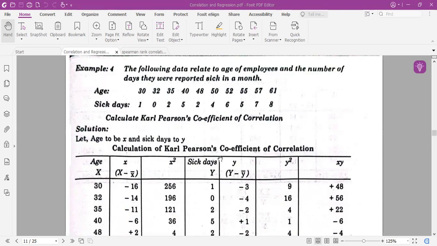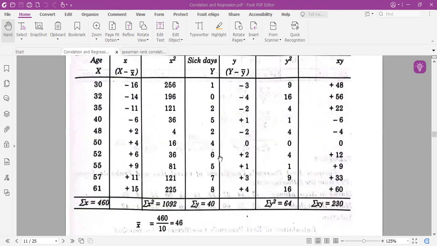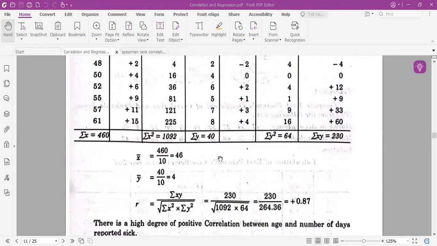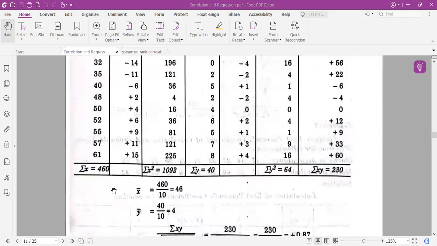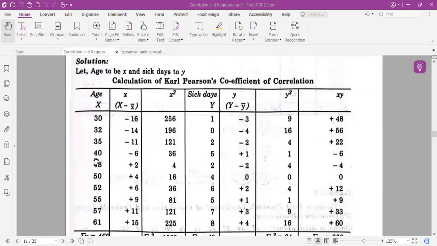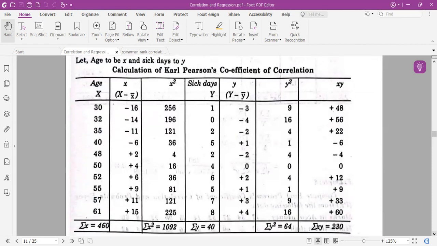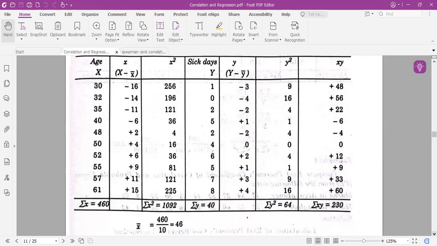There are different methods of calculating r. One is the actual mean. One is the deviation taken from the assumed mean. So here the value is calculated by taking the actual mean. First, X is given here, so you have to calculate the X bar. What is X bar? X bar is equal to sigma X divided by N. Sigma X is nothing but the sum of the X values, which comes to 460. So 460 divided by 10, because 10 values are there, you will be getting 46 as the mean.